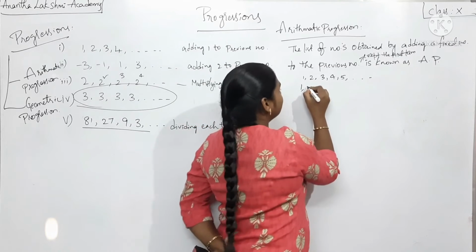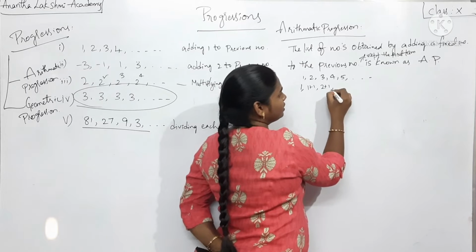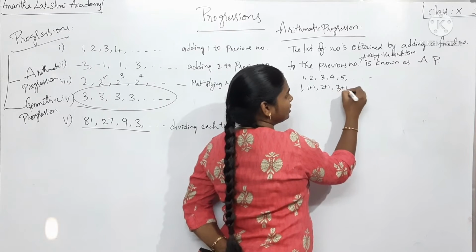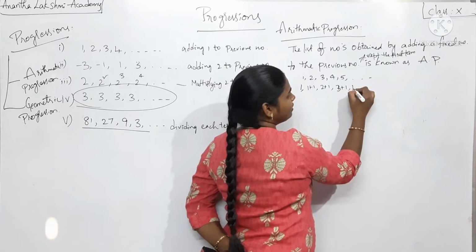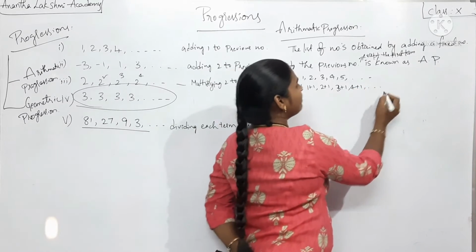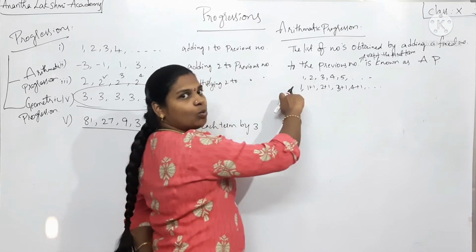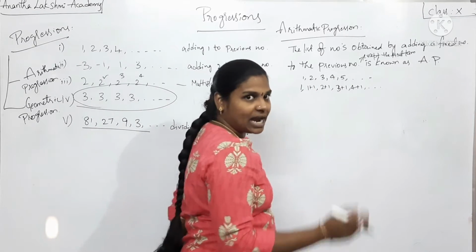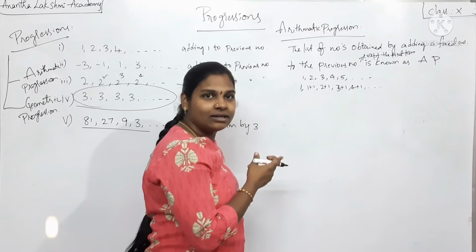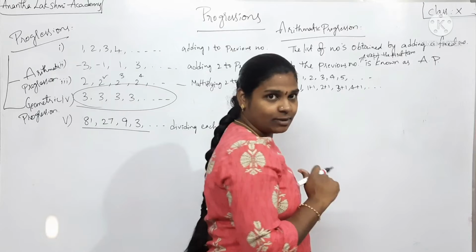Coming to the second term, I am writing it as 1 plus 1. 3, I am writing it as 2 plus 1. 4, I am writing it as 3 plus 1. And 5, I am writing it as 4 plus 1. Isn't it? So each number of the series is obtained by adding 1 to the previous number. By adding the fixed number, which is nothing but 1, to the earlier number. That is known as arithmetic progression.